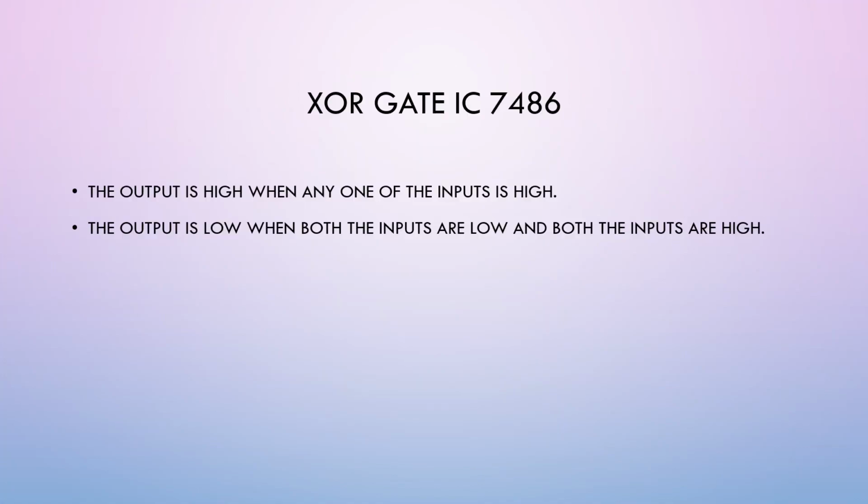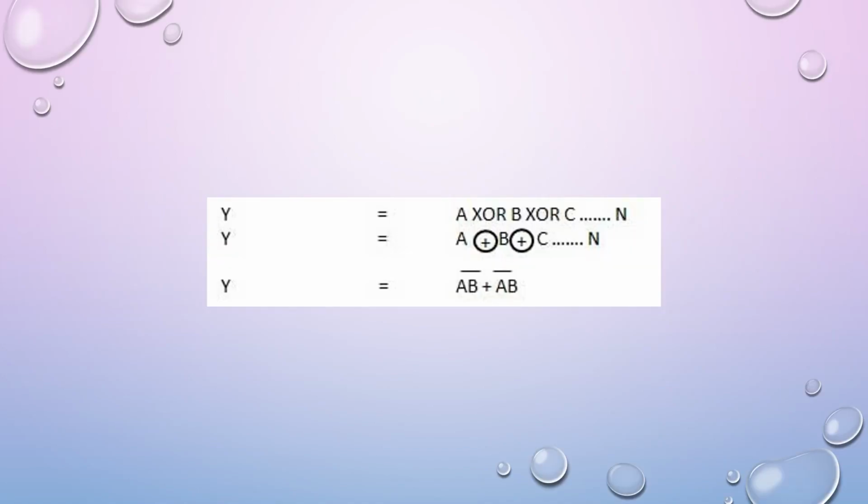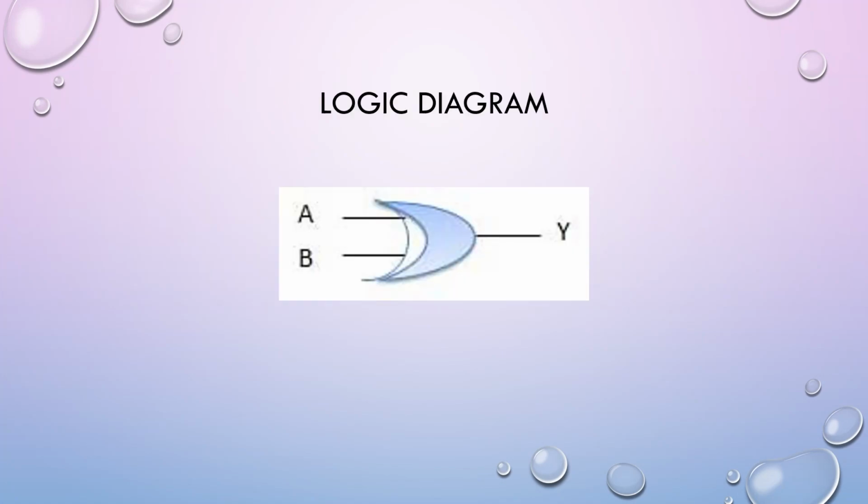Next is the XOR gate, IC number 7486. The output is high when any one of the input is high. The output is low when both the inputs are low and when both the inputs are high. And this is the formula for XOR gate. Logic diagram of XOR gate will be like this.